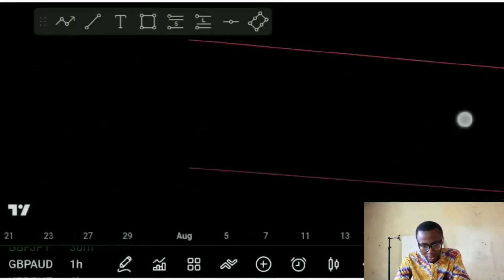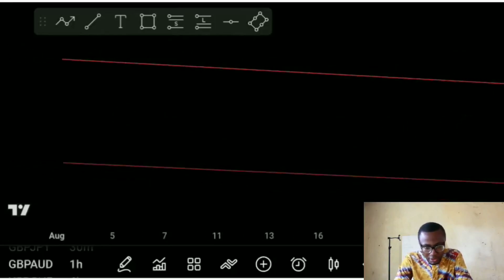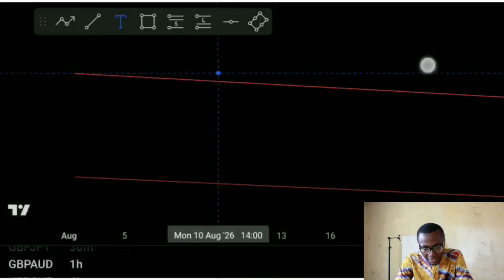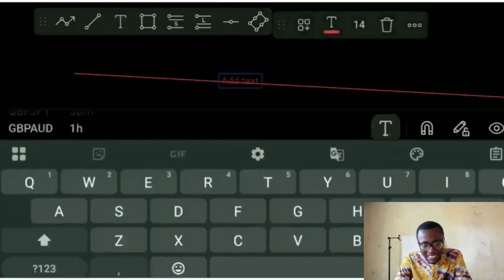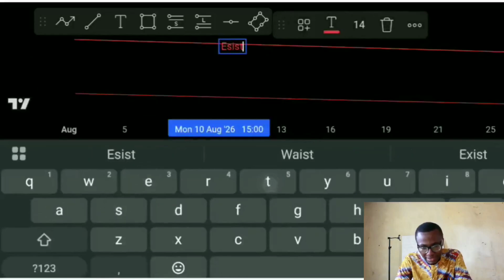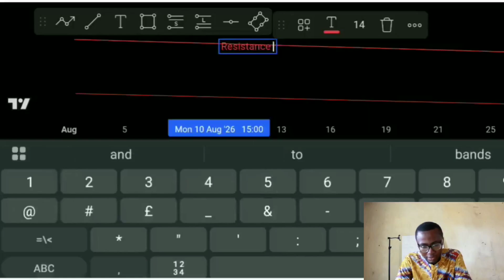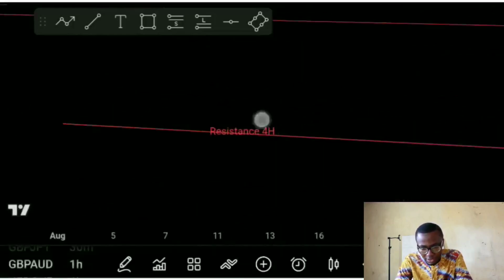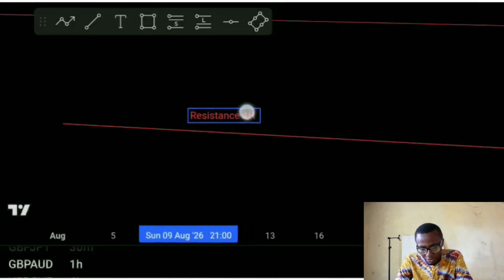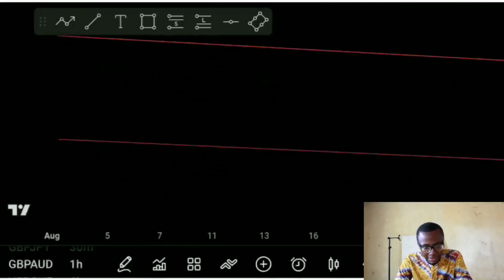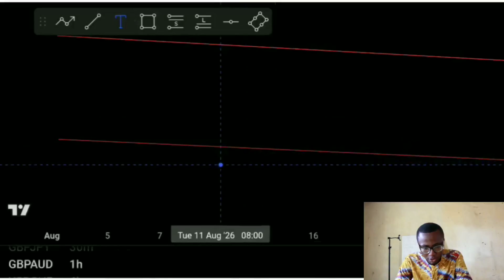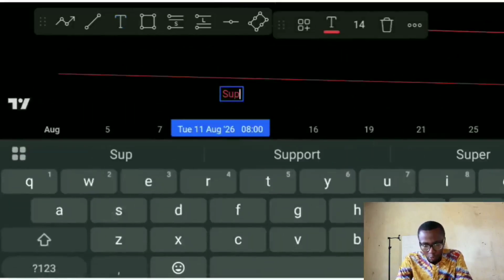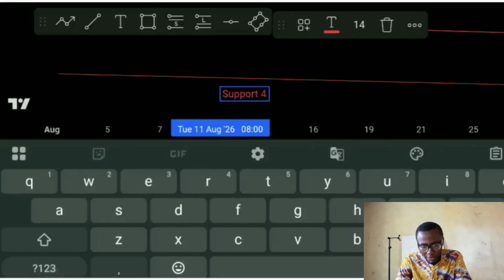Now this is our red, the downtrend. This downtrend, if I mark it here, is the resistance for the 4-hour time frame. So I write there 4H, that is 4 hour. You can see it: resistance, 4-hour time frame. Then this side, which is the down one, is the support, 4-hour time frame.